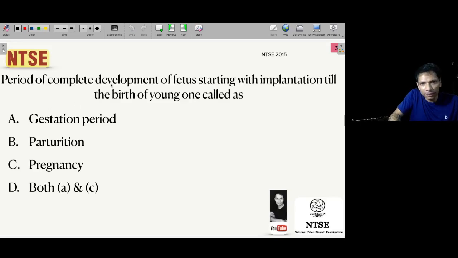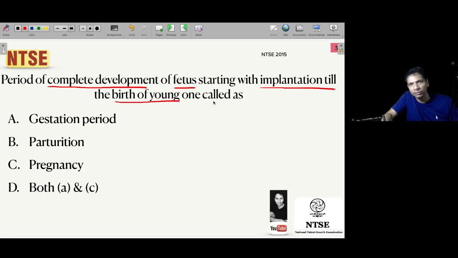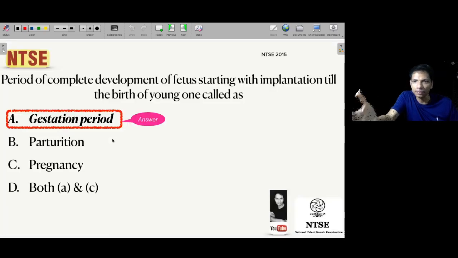The period of complete development of the fetus, starting with the implantation till the birth of the young, is called what? Gestation period, parturition, pregnancy, both A and C. So out of these four, whoever is watching, you can stop this and answer this question. The answer for this is gestation period.